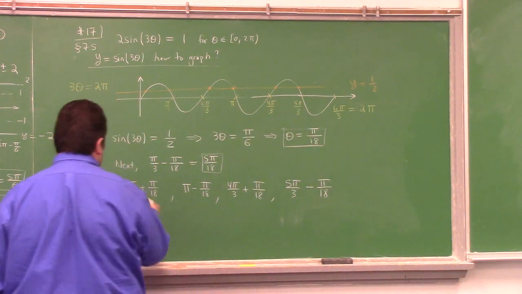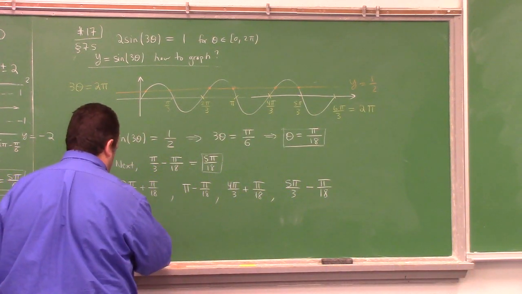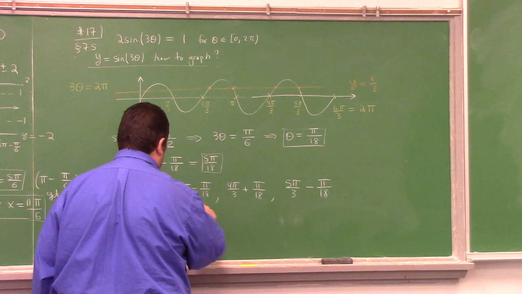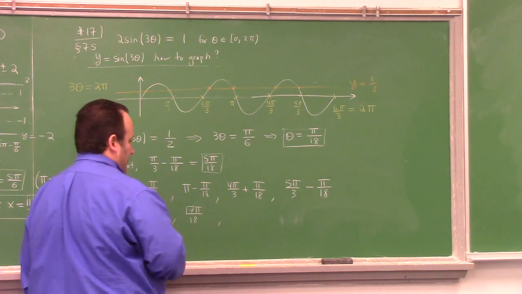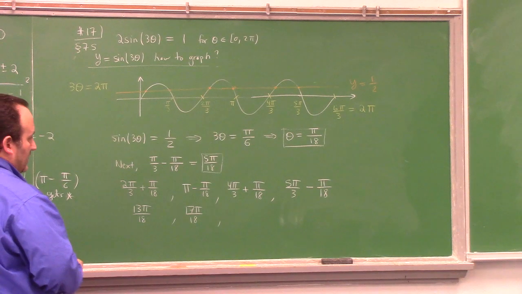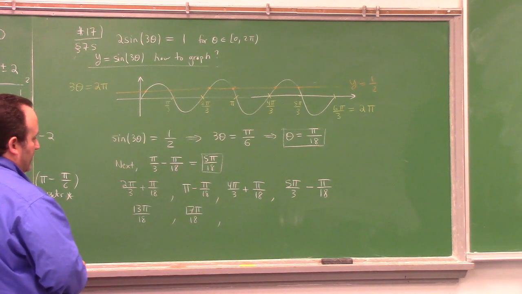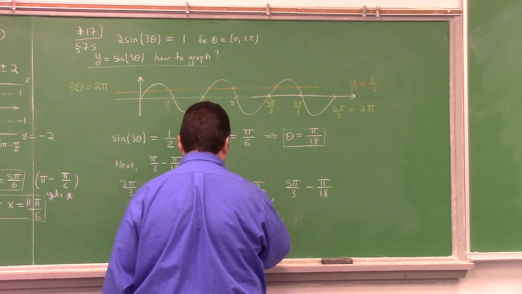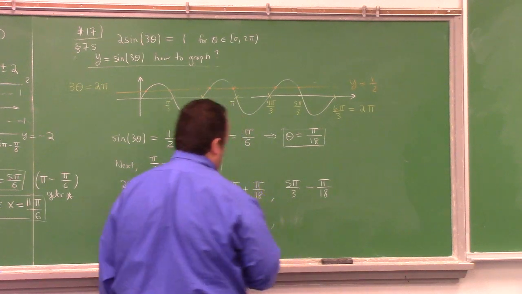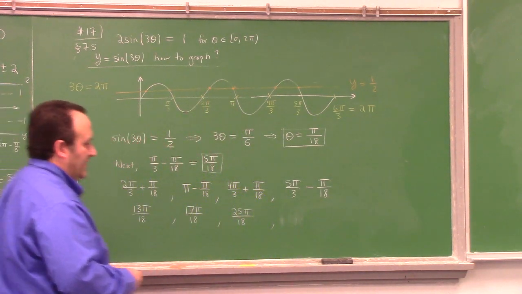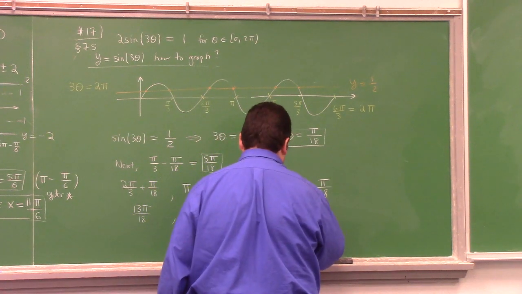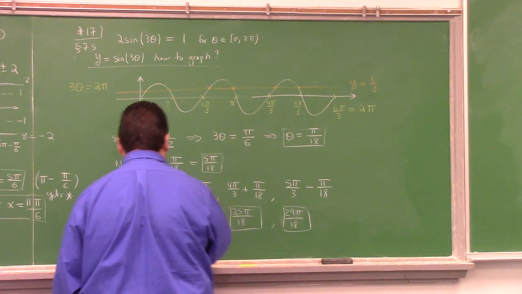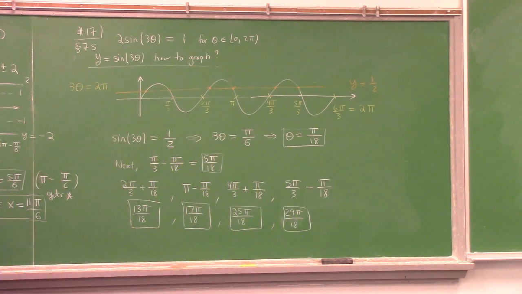12 plus 1 is 13 pi over 18. 17 pi over 18. 12. Oh, 6, no, 24 plus 1. 24. 25 pi over 18. 29 pi over 18, right? So there you go. There's the 6 answers to this problem.